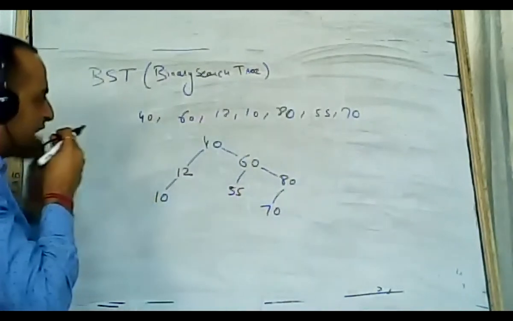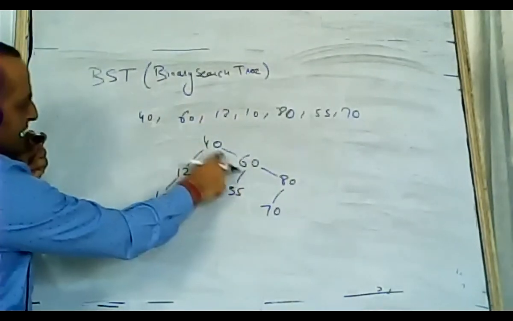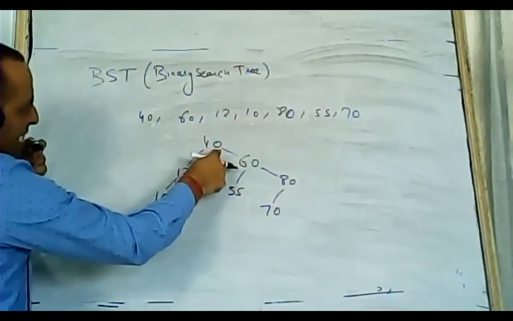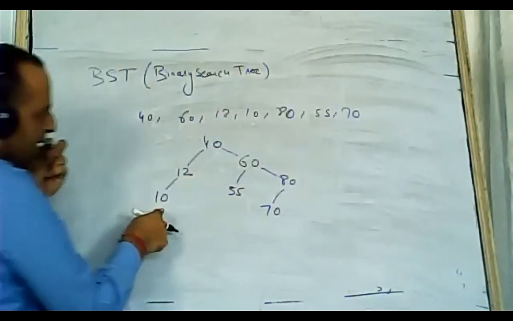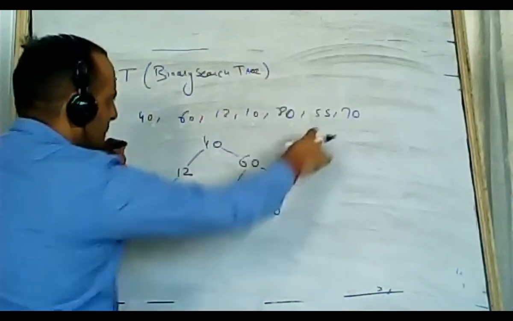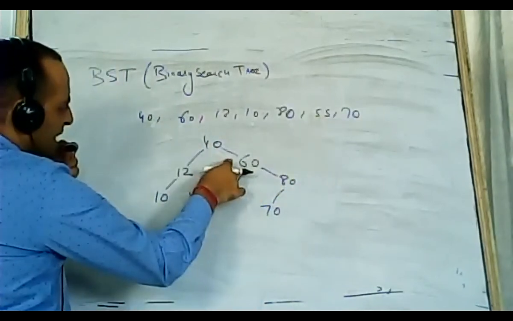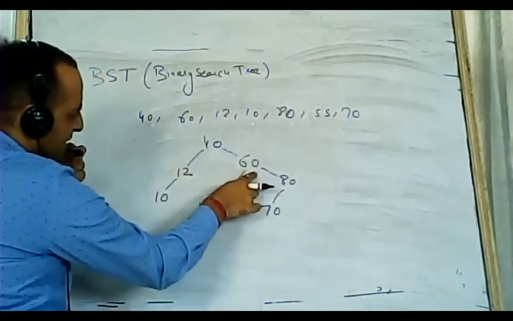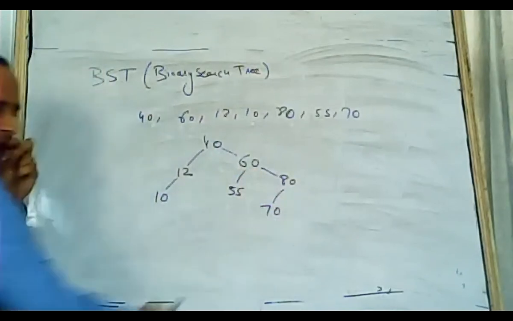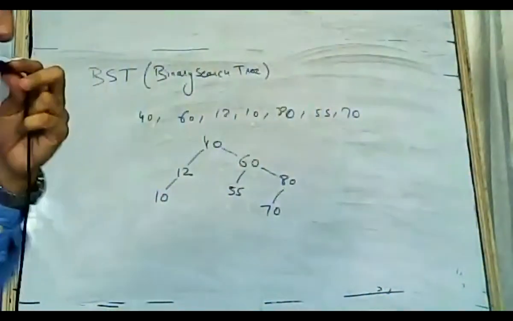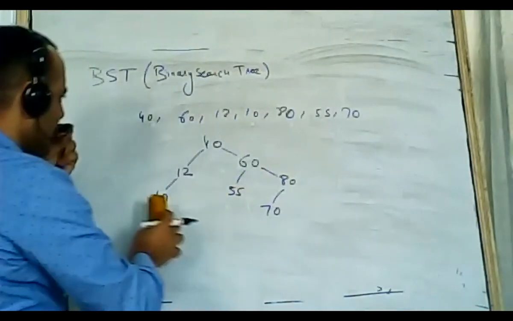So you just need to check. You need to start from the root. 40, 60 is greater, so it will be on the right. 12 will be less, so it will be on the left. 10 less than 40, less than 12. Then 80 greater than 40, greater than 60. So always start from the root. 55 greater than 40 but less than 60. 70 greater than 40, greater than 60 but less than 80. Will you be able to make the binary search tree if I give you the number of elements?